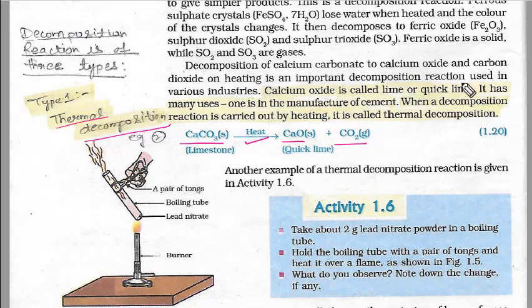Decomposition of calcium carbonate to calcium oxide and carbon dioxide on heating is an important decomposition reaction used in various industries. Calcium oxide that is formed here is called lime or quicklime. It has many uses. One is in the manufacture of cement. So when calcium carbonate decomposes, it forms calcium oxide, and this calcium oxide is used in the manufacture of cement. So when a decomposition reaction is carried out by heating, it is called thermal decomposition. This is the definition of thermal decomposition.